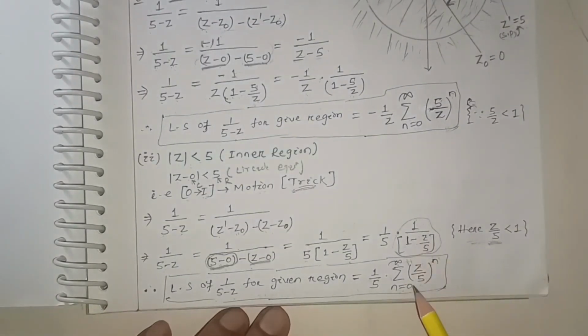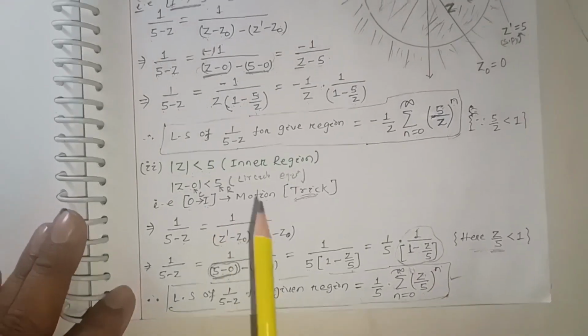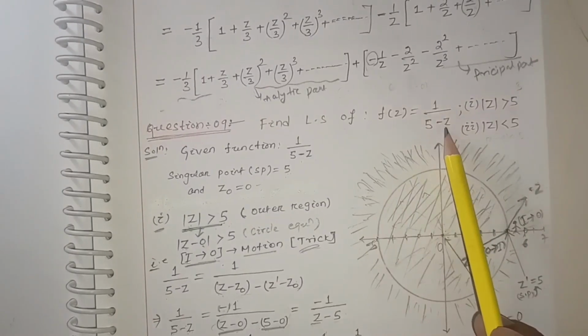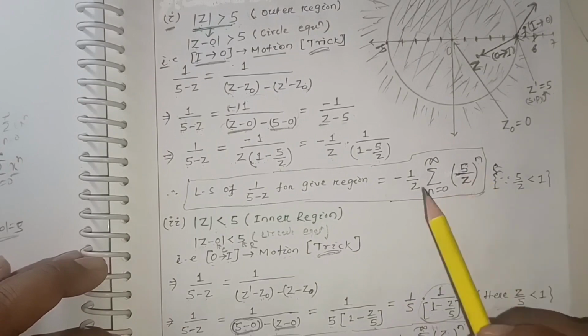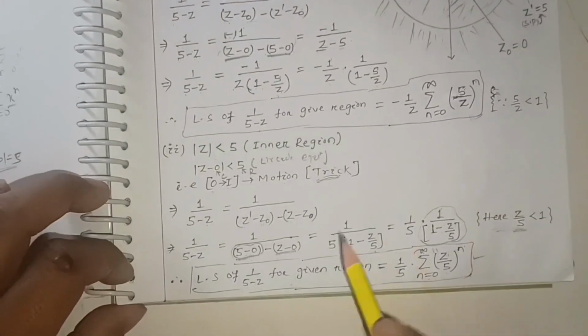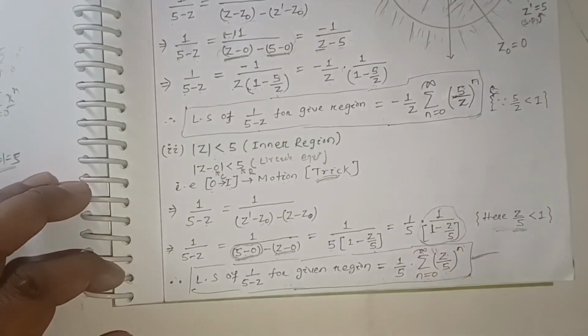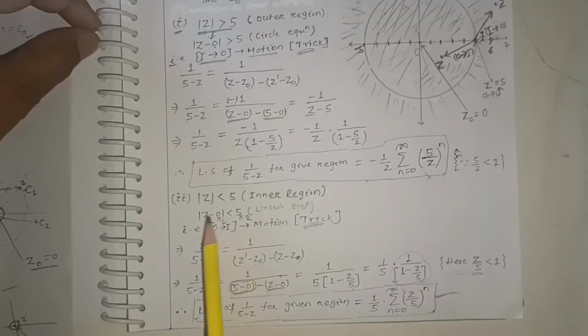So for this case, instead of x it is your z by 5. So this is the Laurent series of 1 by 5 minus z for this region, or your outer region. For outer region it will be this much, for inner region it will be this much. Got it? Okay. In this question we got an interesting result. What is that? I'm going to show you.